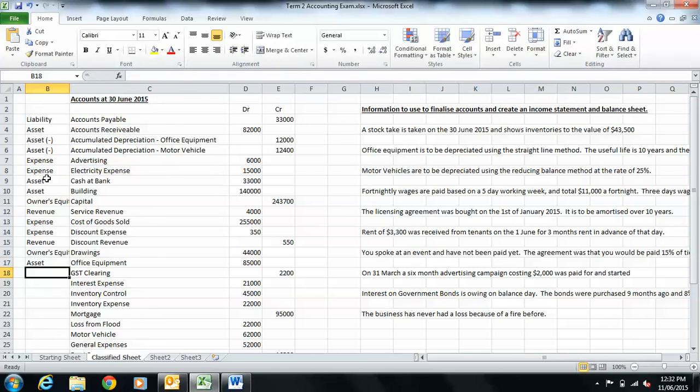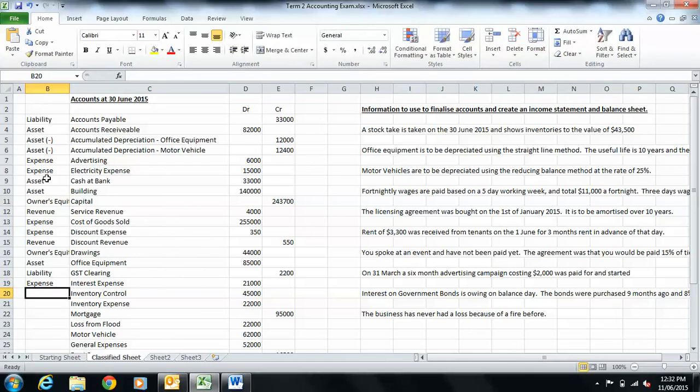GST clearing is going to be an asset account. Sorry, GST clearing is going to be a liability account. And the thing that triggered me to that is its credit nature. Okay, and then I went and looked in the chart of accounts and there it is. Interest expense, so that's the money you pay on a loan.